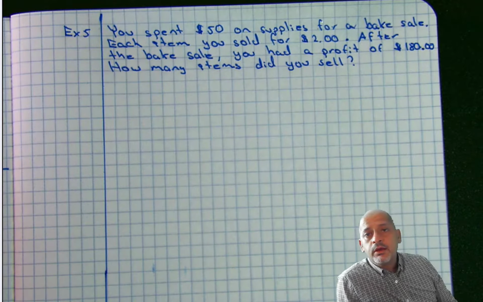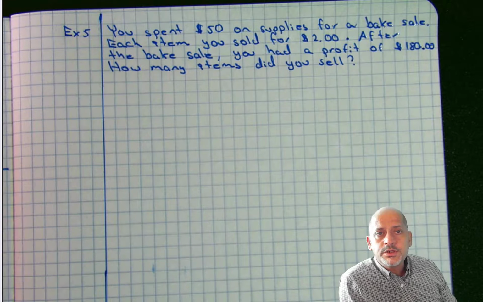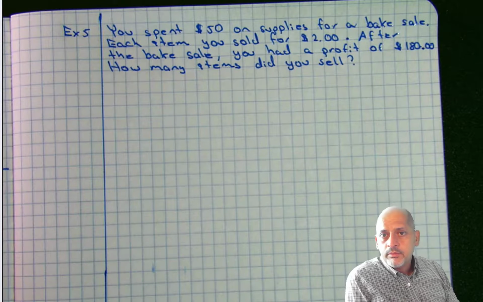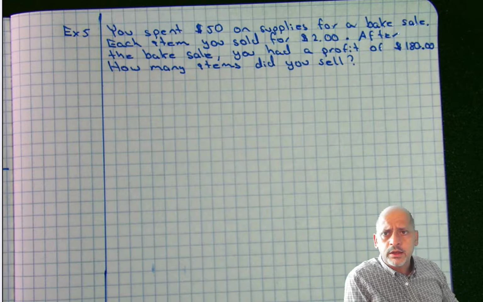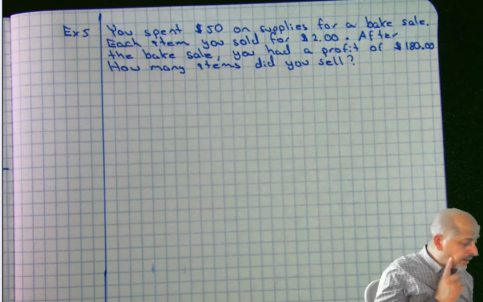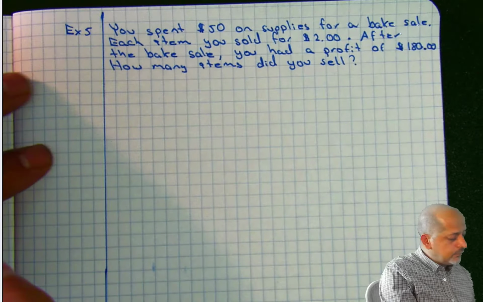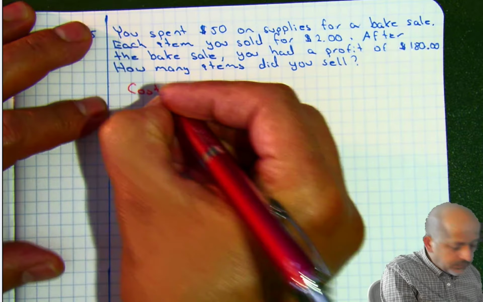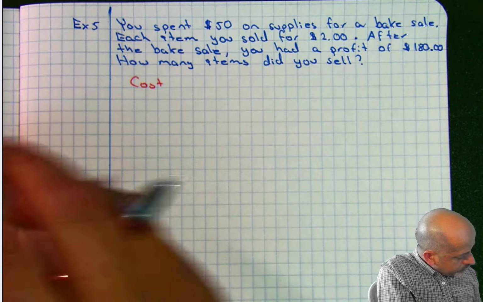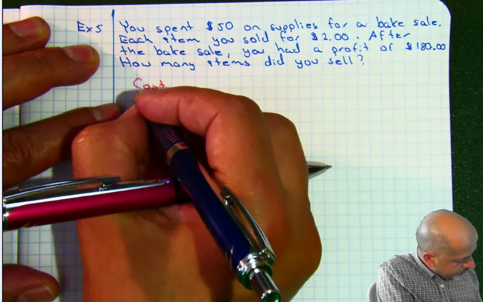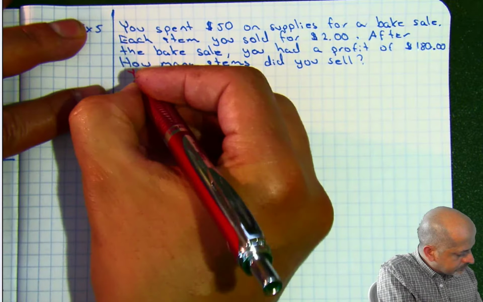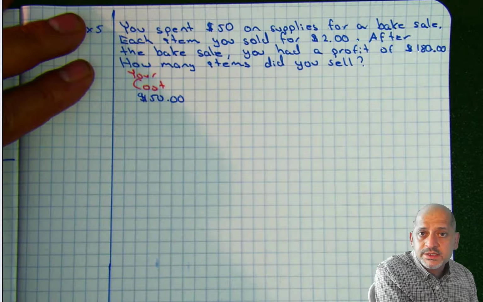So take the time to copy it down. Then think and see if you can write an equation. Go and pause it, and otherwise we can work it out together. So we are going to have your cost. How much did it cost? In this case, we are going to be $50. That is your cost. Correct? That's how much you spend on supplies.